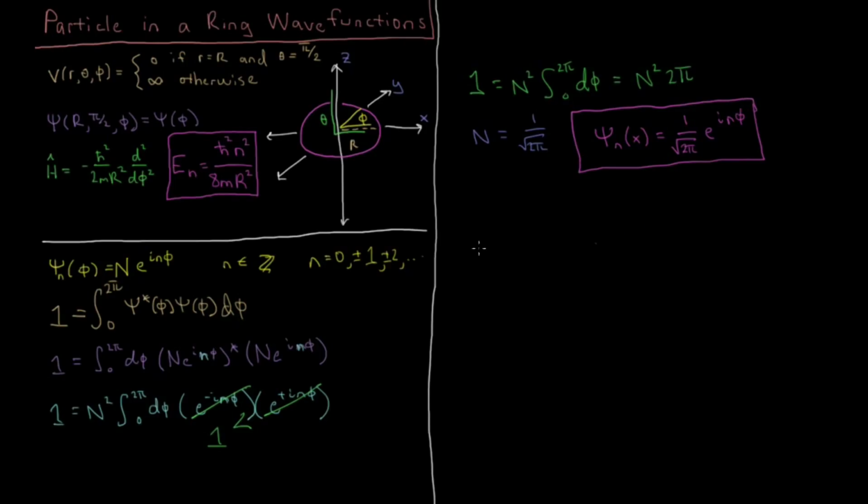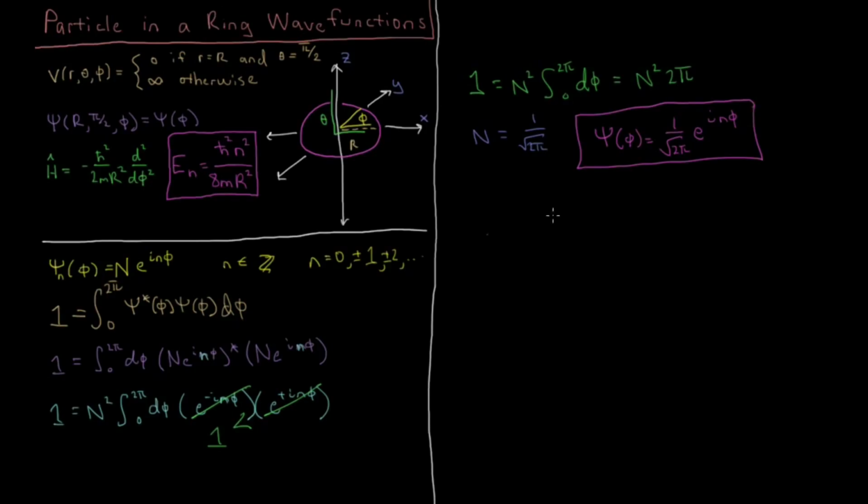So what do we have here? At n equals 0, we have e to the i 0 phi. So for psi 0 of phi, yeah, we don't have a wave function of x there. We have a wave function of phi. So I should probably make that phi. Okay, psi n of phi equals 1 over square root of 2 pi e to the i n phi.